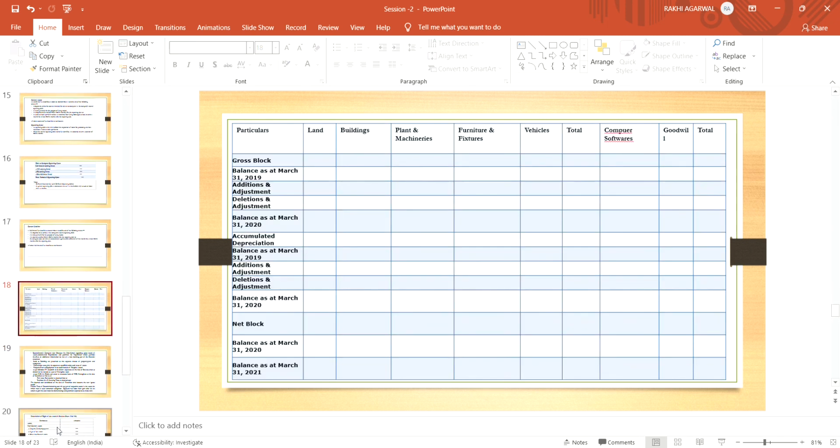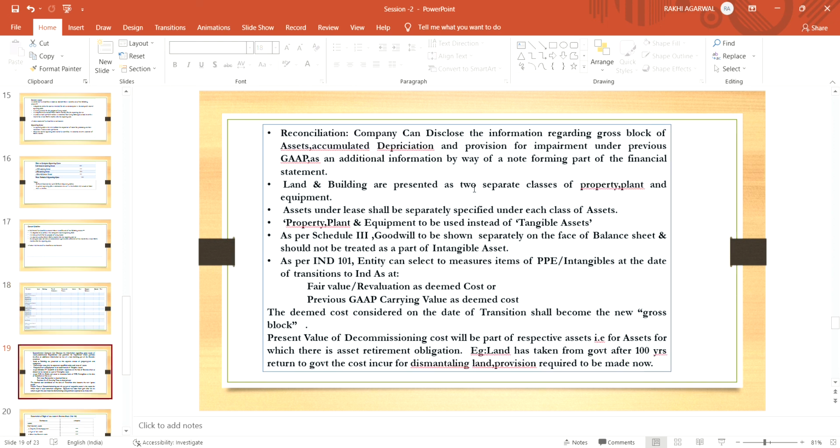Then comes how we will present the property, plant and equipment in this way. We will first present the gross block: opening, addition and adjustment, deletion and adjustment, then closing, then accumulated depreciation on above items like land, building, plant, machinery, furniture, vehicles and total. And then we will give the addition or adjustment, deletion and adjustment, then closing depreciation, then net block, opening and closing.